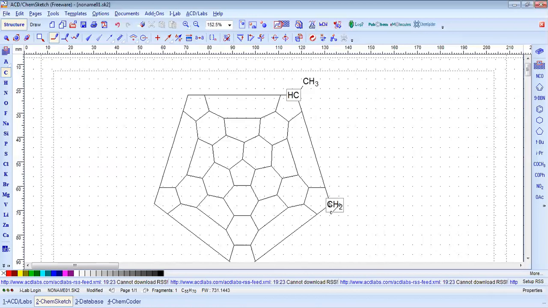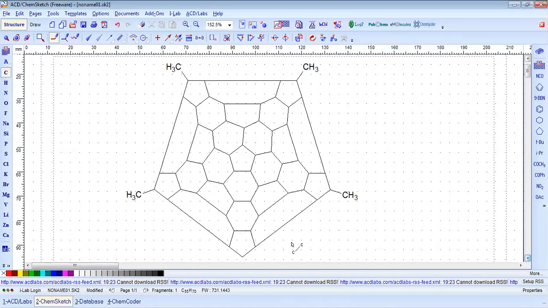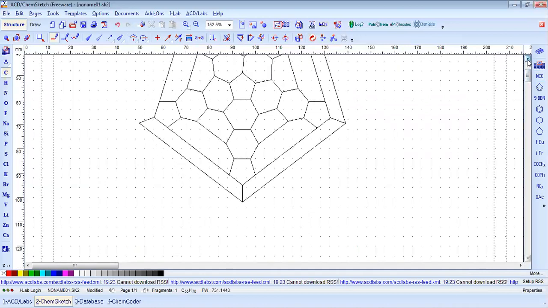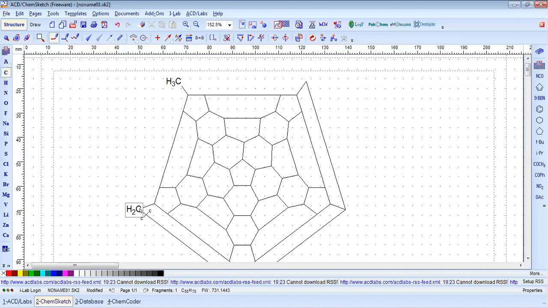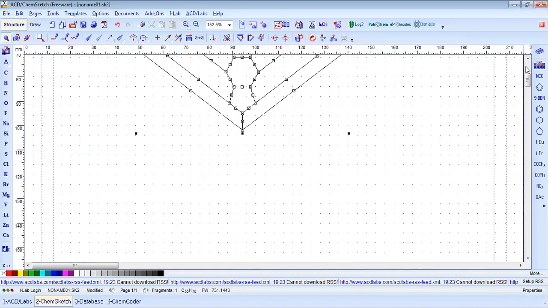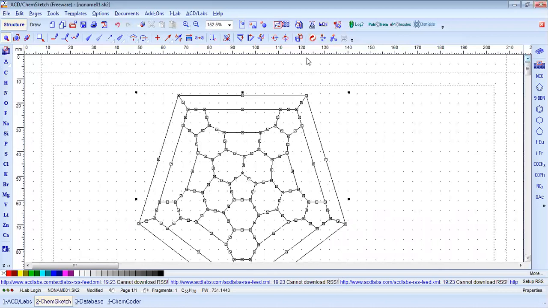Again, add one methyl group on each five-membered ring. Then attach one carbon to another. Again, one carbon to another. So now this structure is almost ready. So go for select and move. Select the complete structure and go for clean structure. Remember, clean structure.